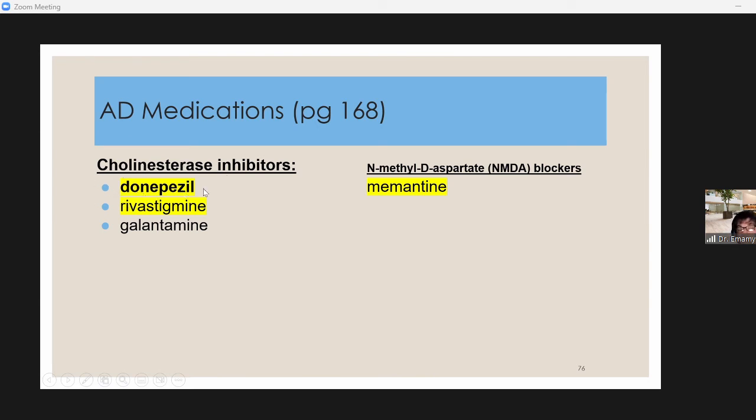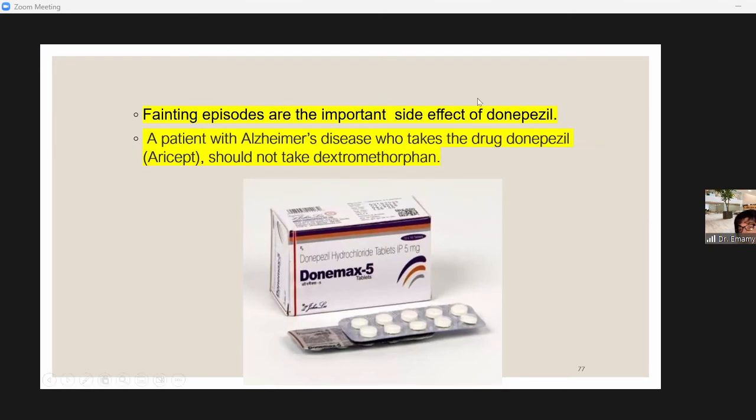Donepezil has two important nursing implications. First of all, fainting episodes. So you need to advise family members that a patient who takes donepezil may have fainting episodes because it causes dysrhythmia of the heart. And don't take donepezil with dextromethorphan. So advise family members that the patient may have fainting episodes, so be careful. And if the patient is taking donepezil, the patient shouldn't take antitussive medication like dextromethorphan for treatment of cough.